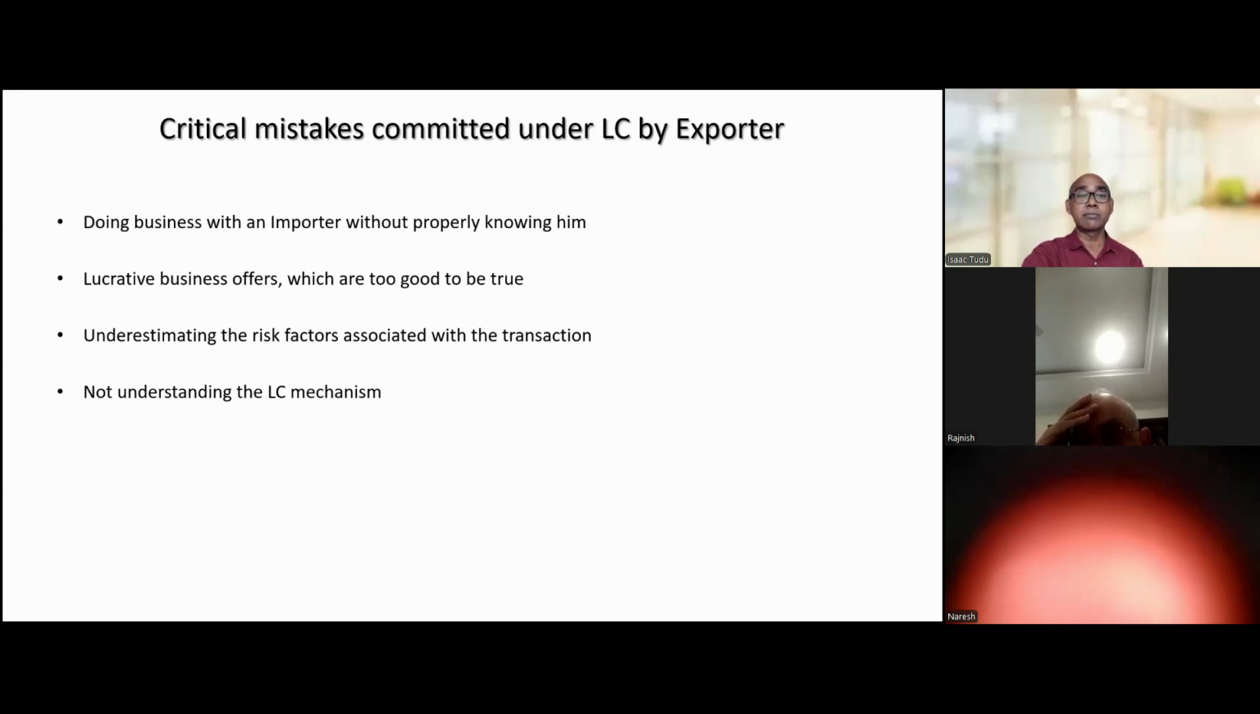And especially LC, you need to understand the mechanism properly. That is also a challenge. If you are not able to understand the LC transactions, then maybe you will not be able to present the documents as required by the LC terms and conditions. So you can say lack of knowledge about the entire transaction. When we deal with the LC, it is not only the case that we have received the LC. I'm not saying that you need to become an expert, but you should be able to understand the critical components of the LC, right?